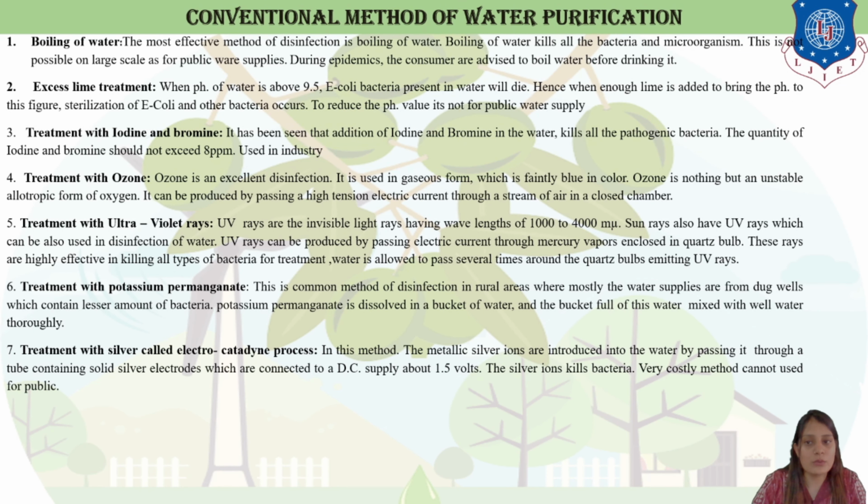It has been seen that the addition of iodine and bromide kills bacteria and all the pathogenic bacteria. The quantity of iodine and bromide should not exceed 8 ppm. It is basically used in industrial wastewater, so it can make hazardous material be removed from it. So basically, water and this iodine and bromide react with each other.